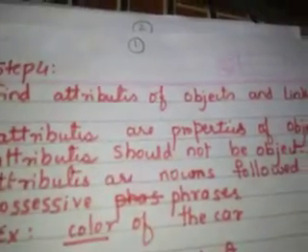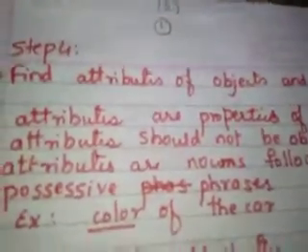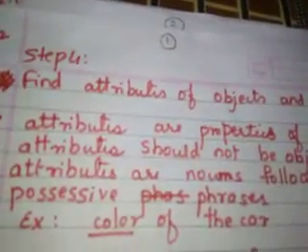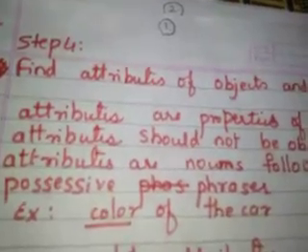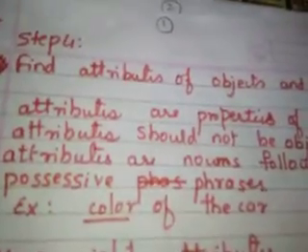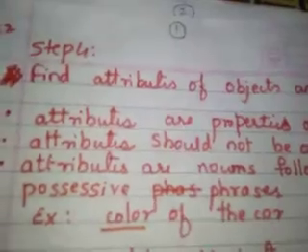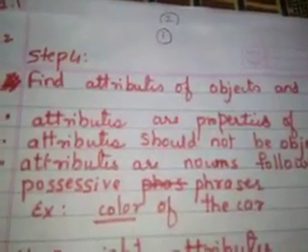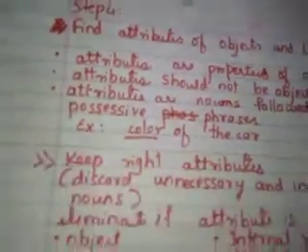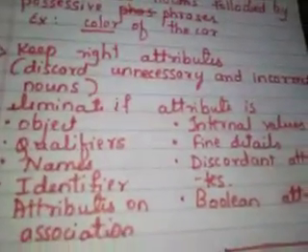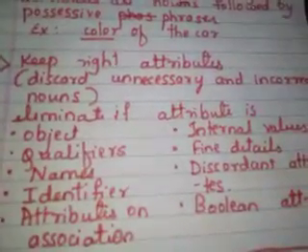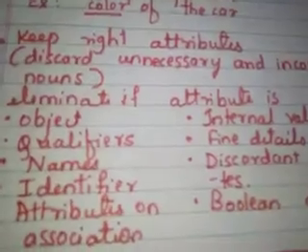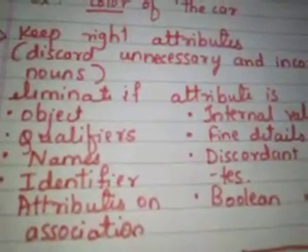Similarly, name is an attribute, name of some person, right? So if my name is Saraswati, the name is a possession of mine, right? So the attributes are the nouns that have the possessive phrases. Once all the nouns which have the possessive phrases are found out, the next step is we should keep only the right attributes and discard the unnecessary and incorrect nouns based upon the following criteria.